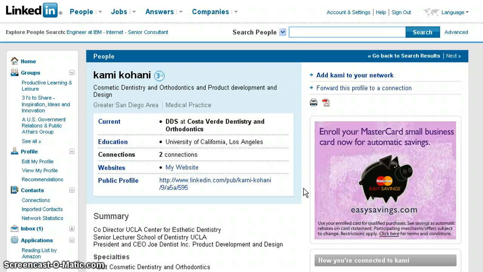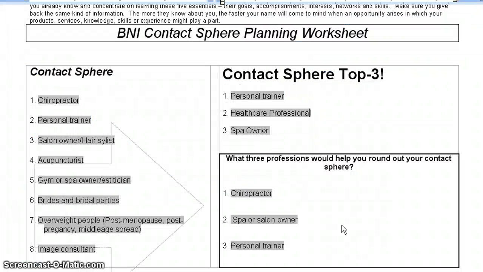So now let's talk about the one-on-ones. And I'll use an example because I'm having a one-on-one with someone in my chapter coming up soon. So we exchange gains profiles. All right, and what I have here is the top 3 in her contact sphere. They're a personal trainer, a healthcare professional, and a spa owner.